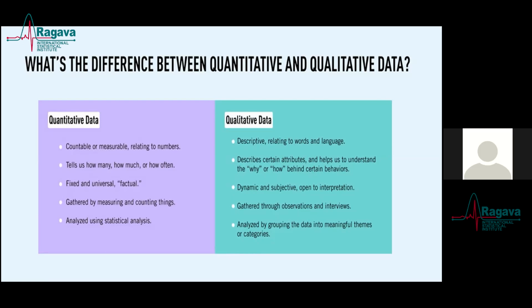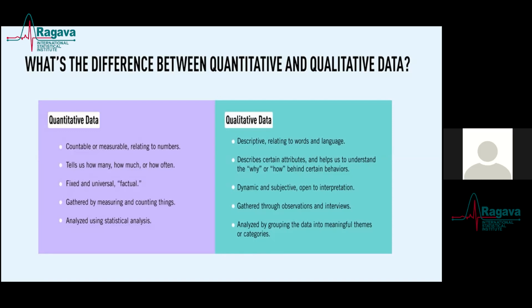And quantitative data tells us how many, how much, or how often. Through these questions, we always tend to get quantitative data, whereas qualitative data always describes the attributes or qualities, and it helps us to understand the why or how behind certain behaviors. Quantitative data is fixed and universal. In fact, it is factual, whereas qualitative data is dynamic and subjective, open to interpretation. It all depends upon the subject's way of interpretation.